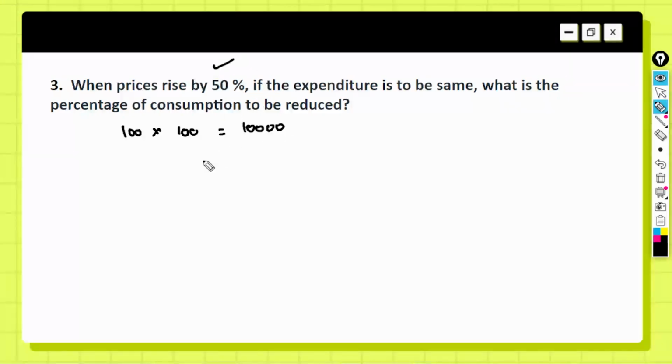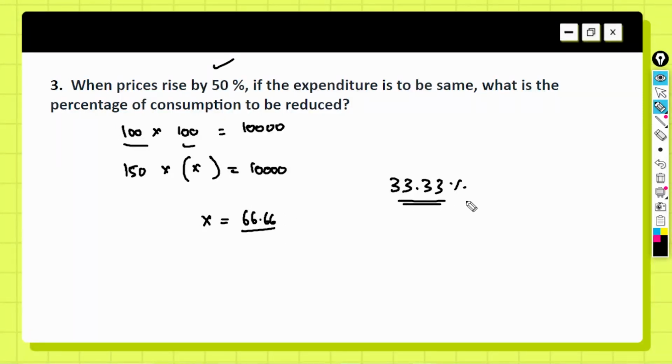Now what happened? Price is increased by 50%. So price becomes 150, into consumption, and expenditure is the same. So the same 10,000 is there, and I have to change the consumption. So this is x. If you simplify, you will get the value of x to be 66.66. Initially, the person was using 100, now only 66.66. So how much is reduced? 33.33% is the consumption which is reduced. So for all these three problems, if you look into the answer, it is going to be the same: 33.33, 33.33, 33.33. Whatever be the format or design of the question, the answer is going to be the same.